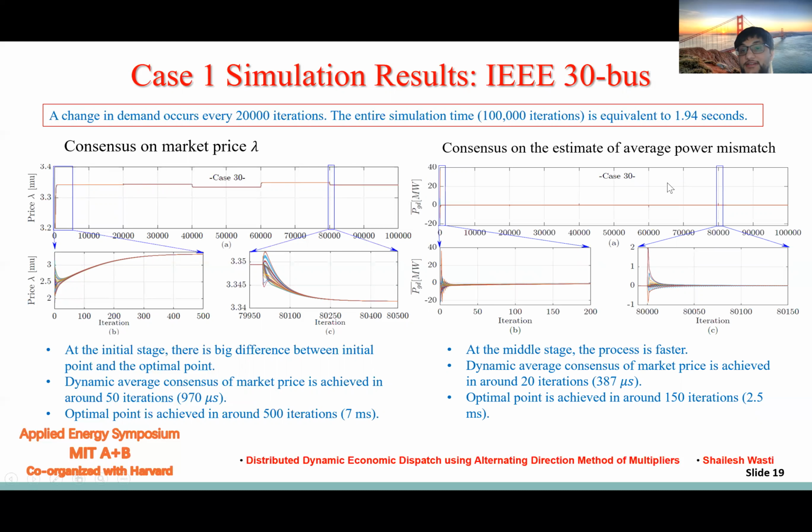Similar to the market price, this is the dynamic average consensus of power mismatch. For the power mismatch, each has a different estimate, but all those estimates go to zero. So this shows that with a localized estimate, the network's power balance is ensured, and all of this is happening in microseconds and milliseconds.